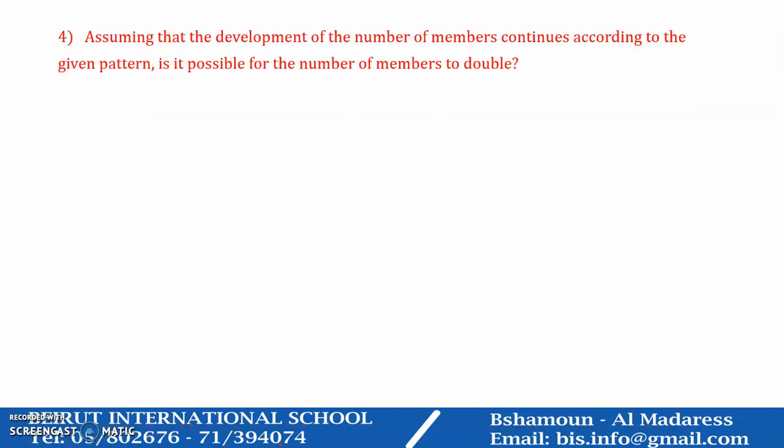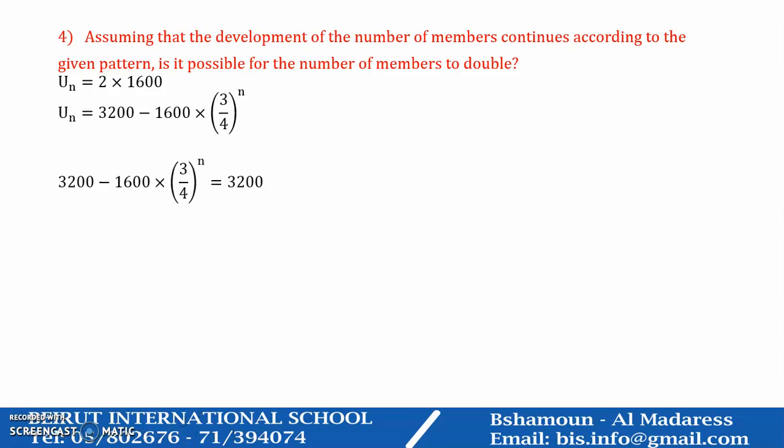The last part: is it possible for the number of members to double? We know that the number of members is Un, and to double from the original value, which is 1600, means it becomes 3200. So I can write Un equals 3200 minus 1600 times 3 over 4 to the n.